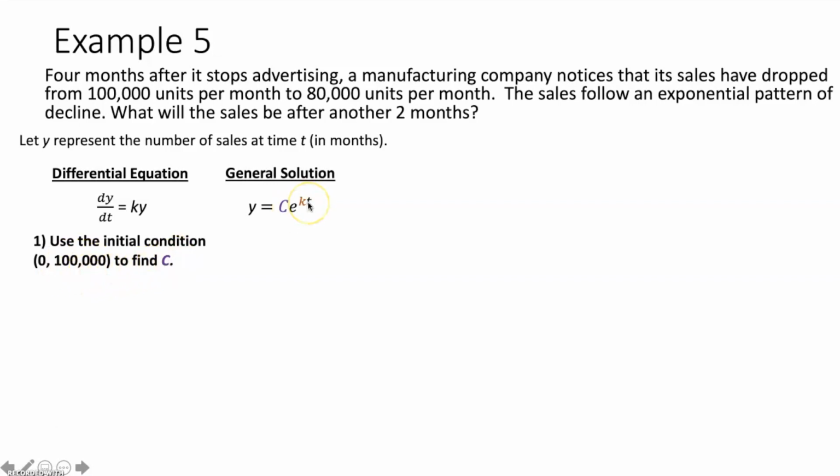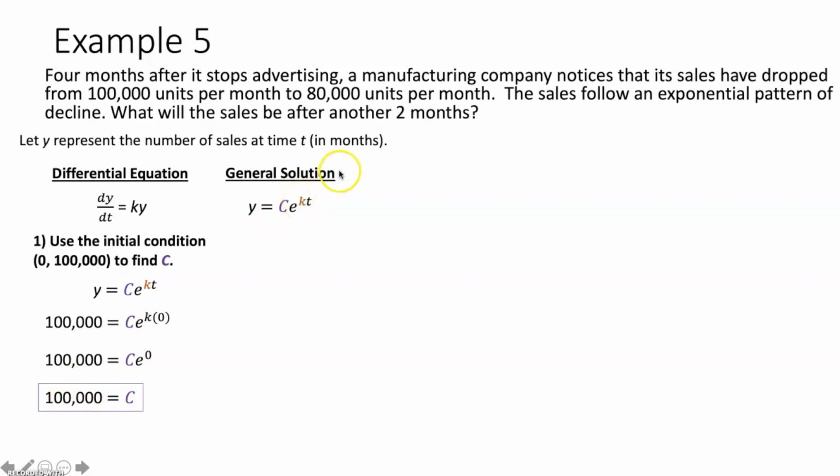So we take our general solution, plug in 0 for t and 100,000 for y, and now we can solve for C, because in our exponent, k times 0 is 0, and e to the 0 is 1. Therefore, 1 times C is just C, meaning C is equal to 100,000. We can plug that into our general solution. Next, we need to find K.